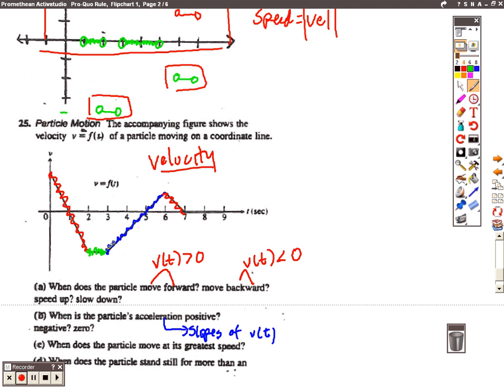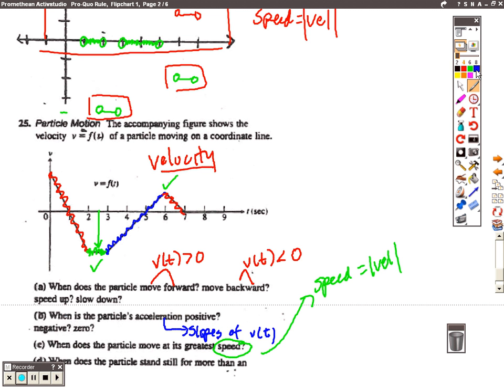Question C, when does the particle reach its greatest speed? What is speed? Speed is the absolute value of velocity. Since this is a velocity graph, we are trying to determine the y value that is the furthest away from the x-axis. So our candidates, so far this looks like it's far away. So this has a chance of being the greatest speed, and this has a chance. So the question is, which of these two is greater?